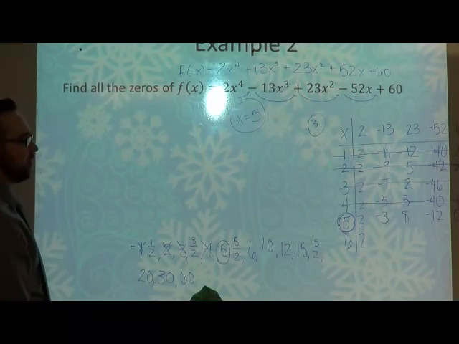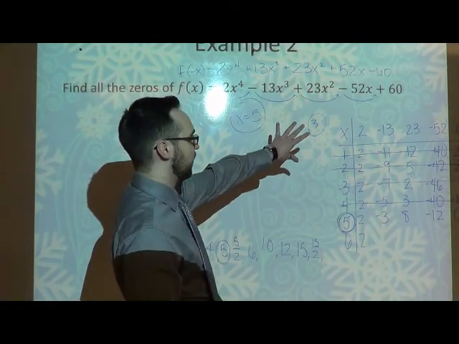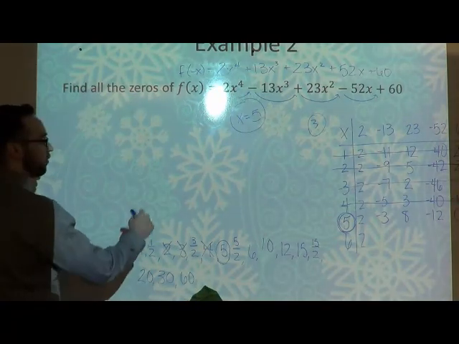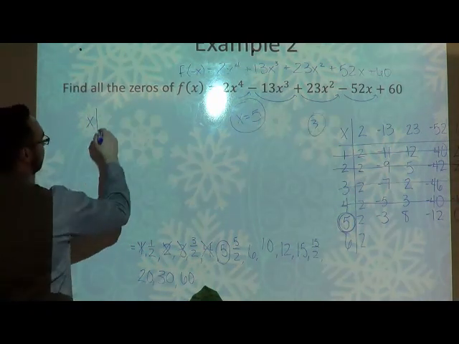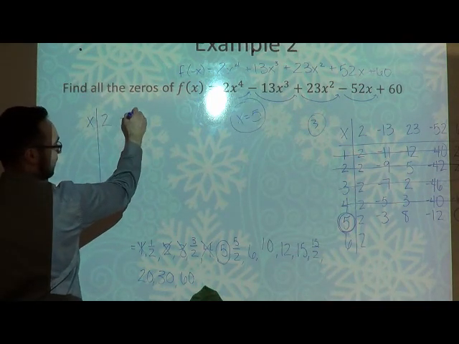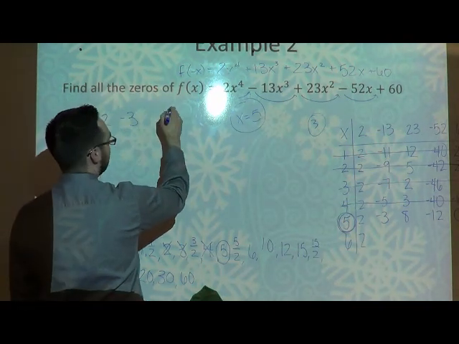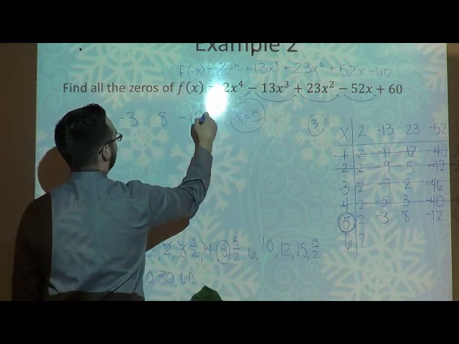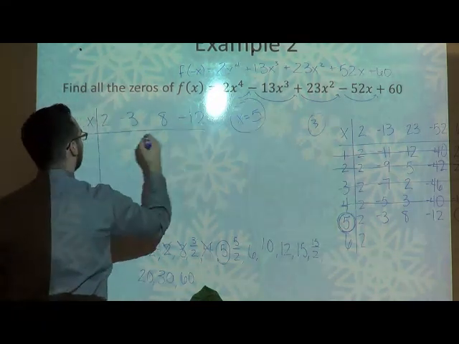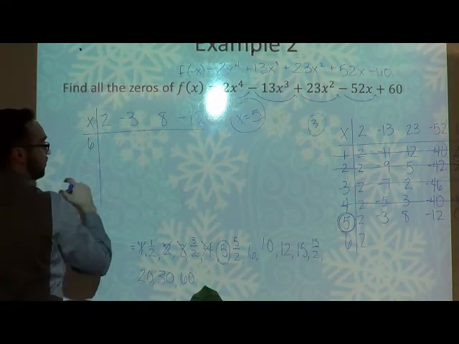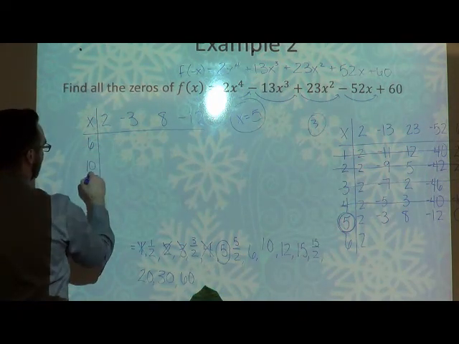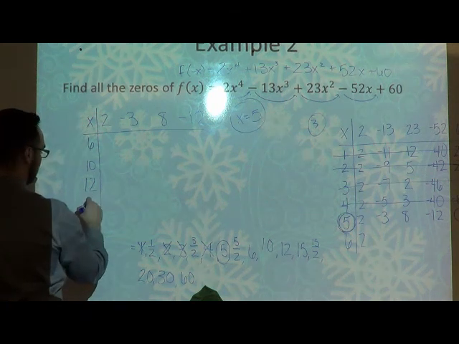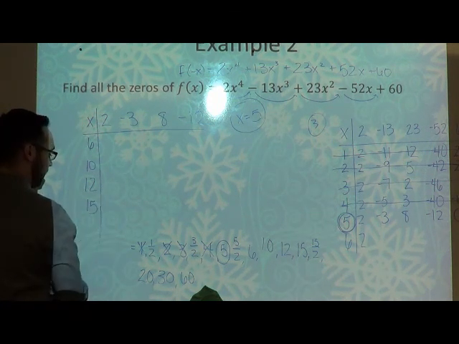Now, I'm going to continue on, but instead of using the quartic that I had, I'm going to go through and rewrite that synthetic division with the cubic that I now found. 2, negative 3, 8, and negative 12. And I'm going to start right where I left off. 6, then we have 10, 12, 15, so on and so forth.